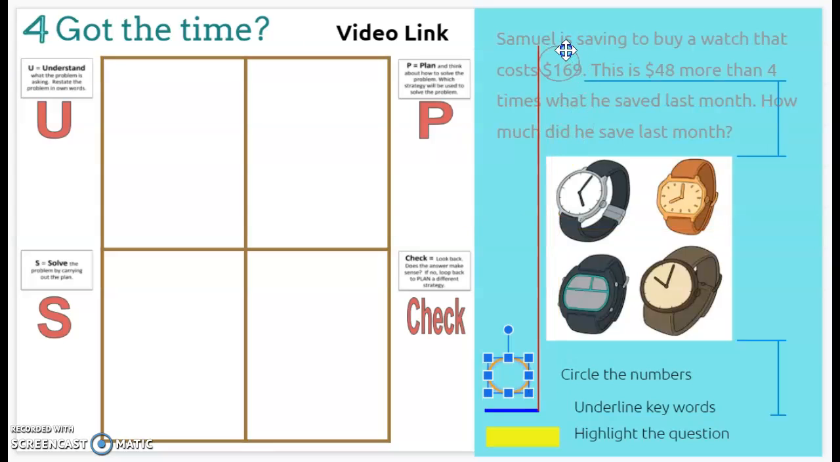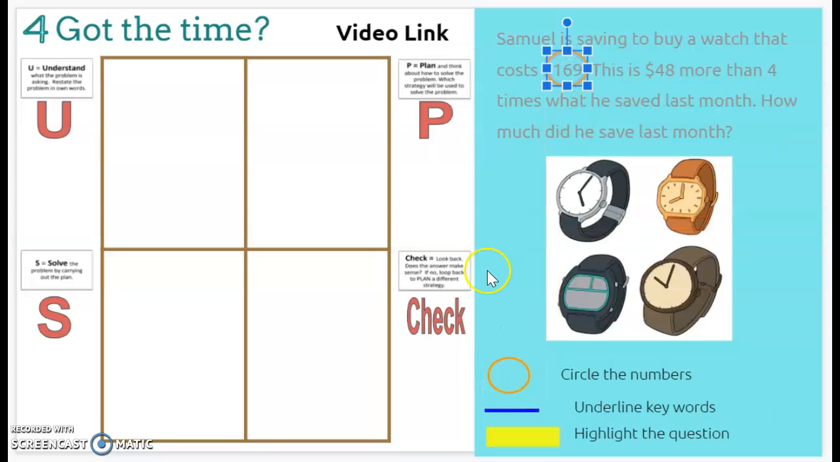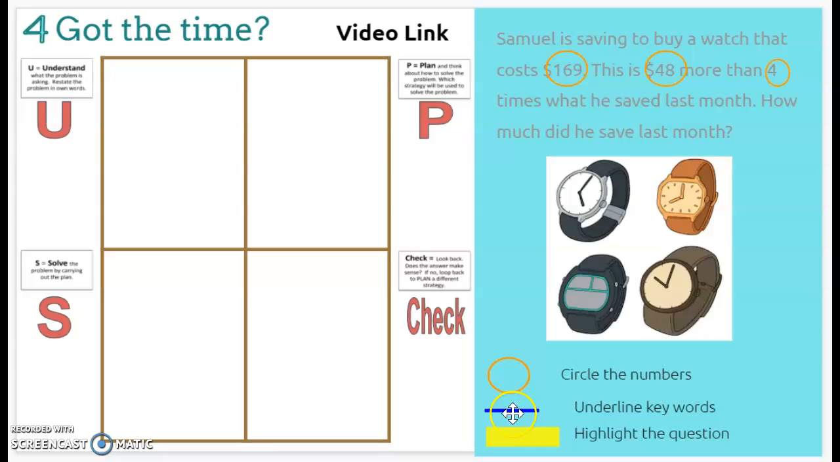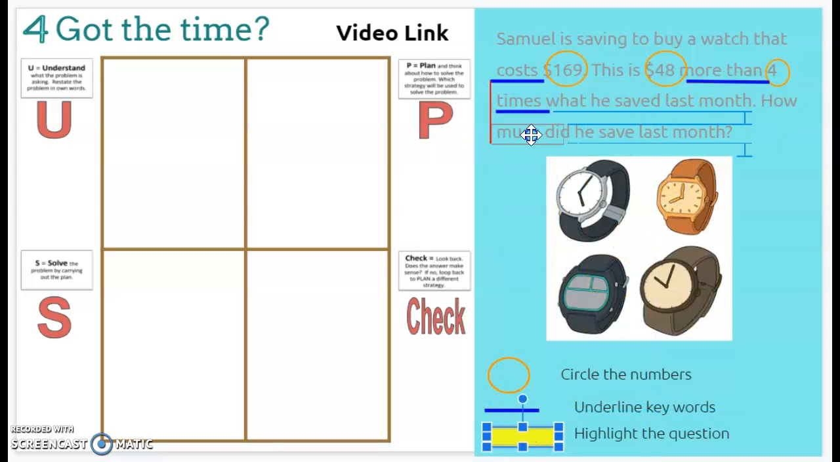All right, so we are going to circle our numbers so that way we know where they are. Oops, there we go. So make sure you're circling your numbers. You want to reduce some of the circles you can, or you can just leave them. All right, so now we need to underline our key words. 4 times what he saved last month, more than, okay, and then we have the cost of the watch. We then need to highlight our question.